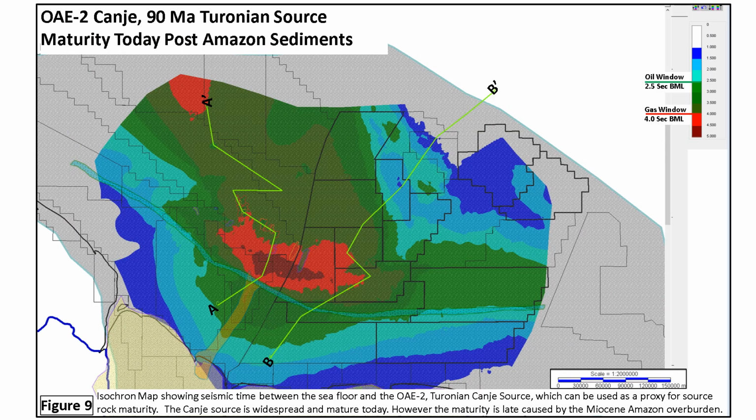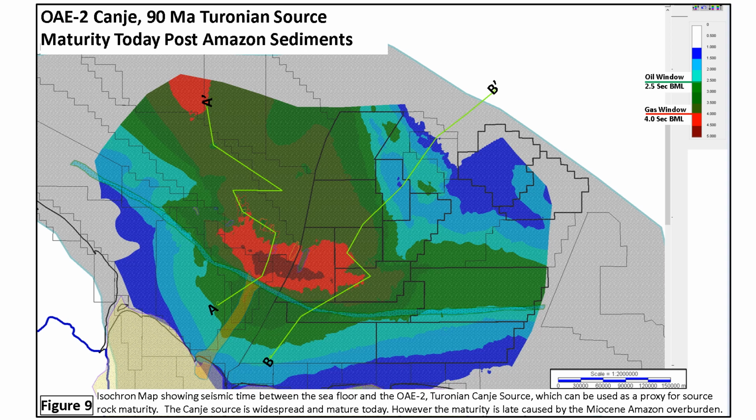This map shows the isochron from the seafloor down to the Canje source rock. We've done some basin modeling and estimate that the oil window is about 2.5 seconds below mudline, and the gas window is about 4 seconds below mudline. Based on this time below mudline, we can see that there looks like there'd be a gassy area here underneath that progradational shelf of the Miocene sediments, and an oil window out in most of the basin from at least 5 million years ago.